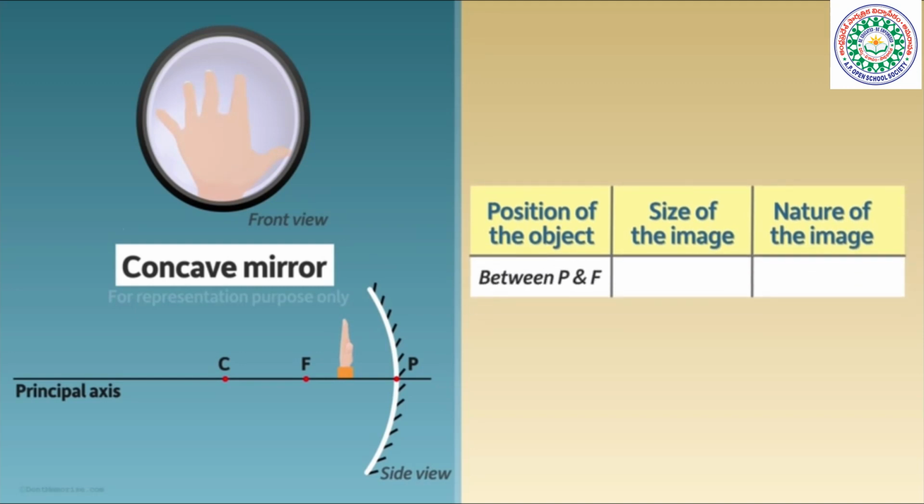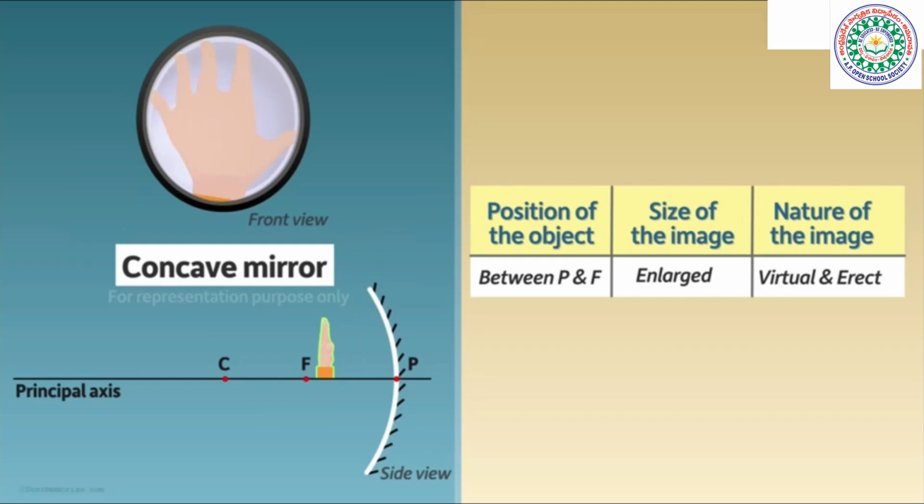What is the size of the image? We see the reflection in the concave mirror and the image is bigger in size. We see that it's enlarged. The dimensions of the image are greater than the dimensions of the object. So we say that when the object is between the principal focus and the pole, the image formed is enlarged. Also, is the image upright or erect? What about the nature of the image? Is it real or virtual? Yes, it's the virtual image. It appears to be formed behind the mirror.